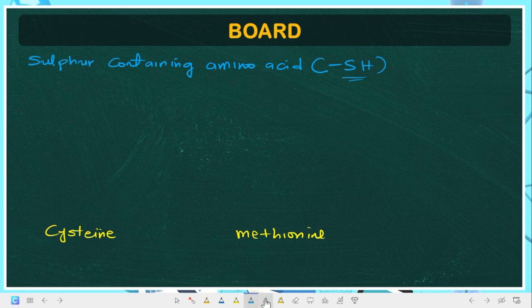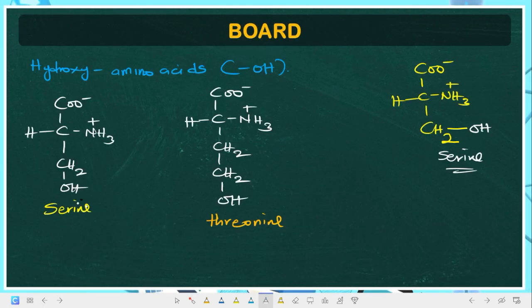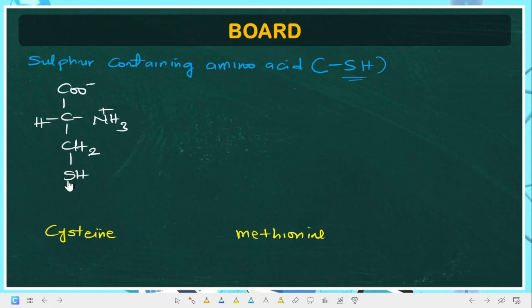What will be their structure? Can we go together? This is COO negative. Then what do we have? C. Then this is NH3 positive. And then H. And then we have CH2 and SH. So you can see that it is similar to serine. But the difference is that in place of this OH, we are going to put SH. That is the only difference between this and the other one.